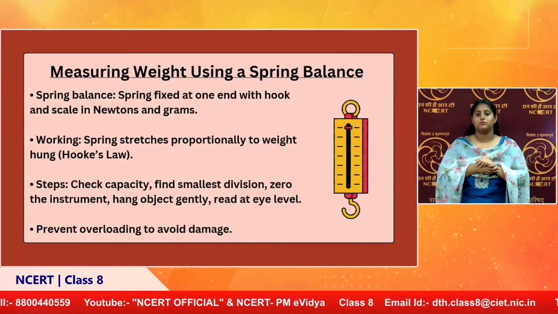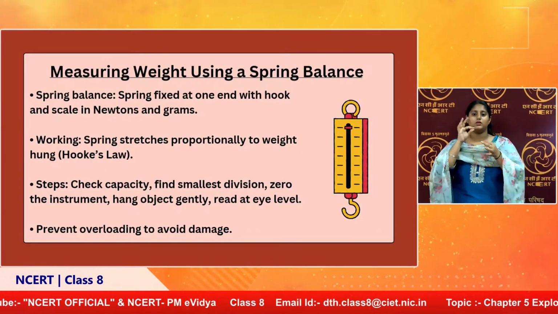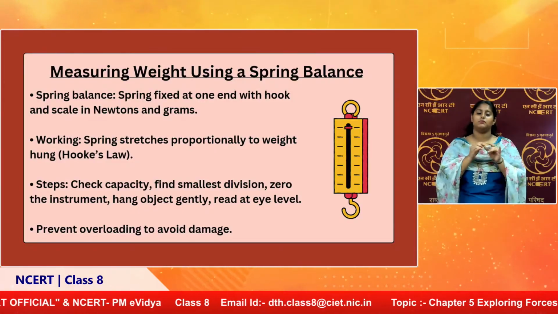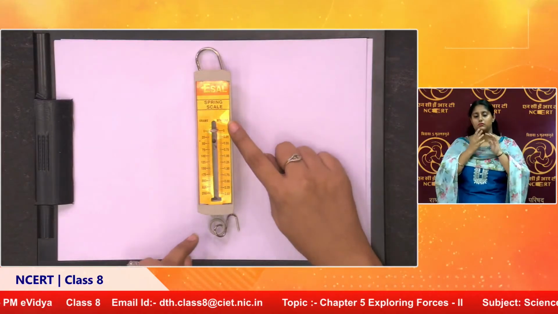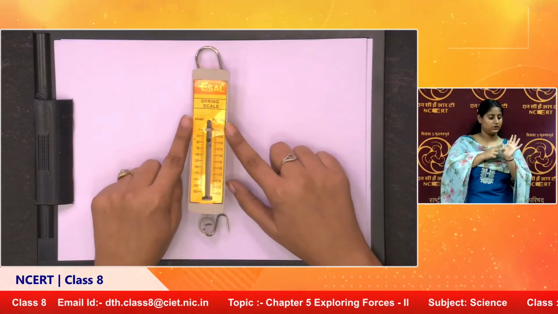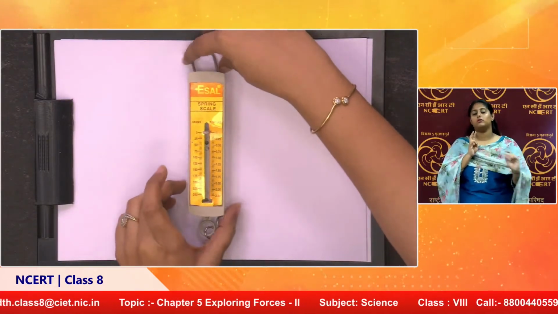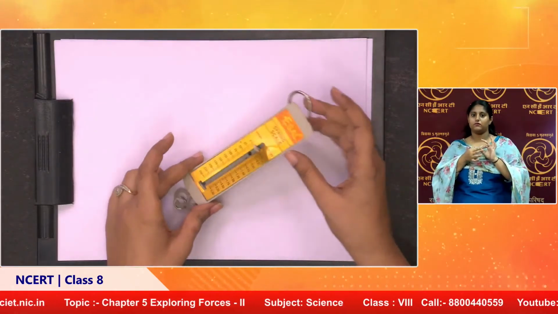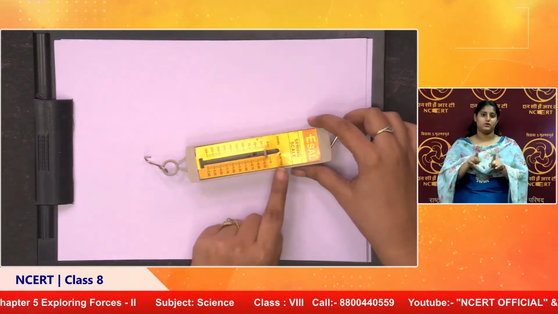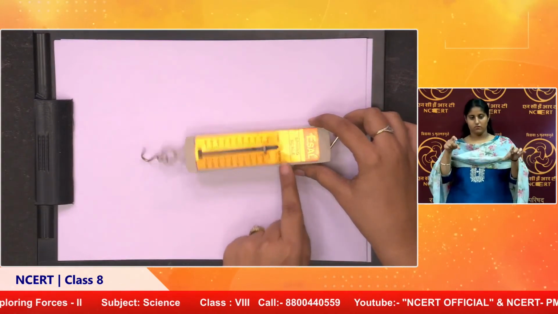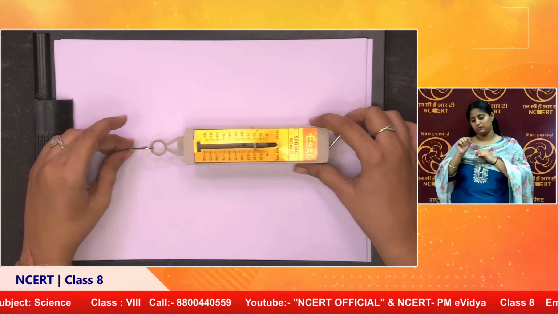Now next, how do we measure weight? Weight is measured by a spring balance. You can see it, this is a spring balance. It shows two values over here, newtons and grams. How it works is, we need to fix this part somewhere, and whatever we want to measure, there is a scale which gives the value in both the units, in newtons and in grams. So we put the object here. We can hang it on this pin.